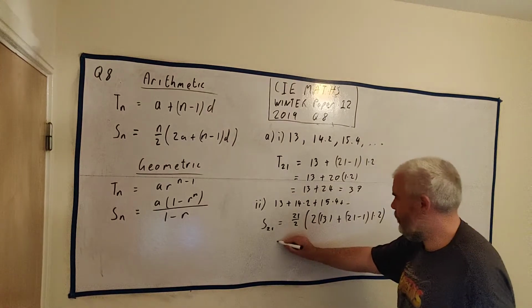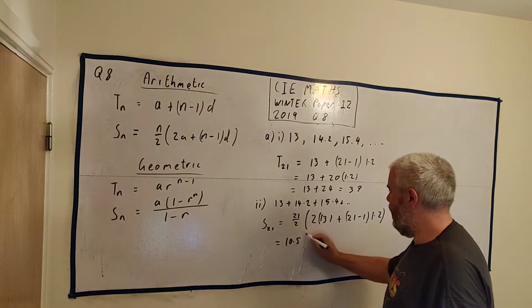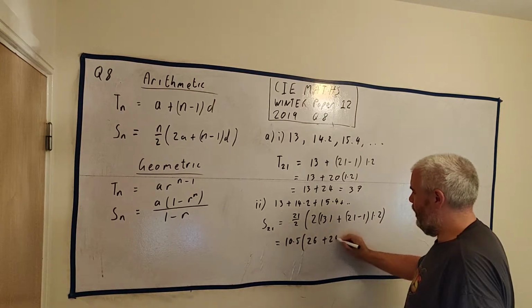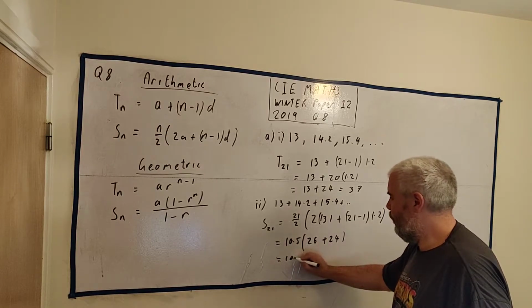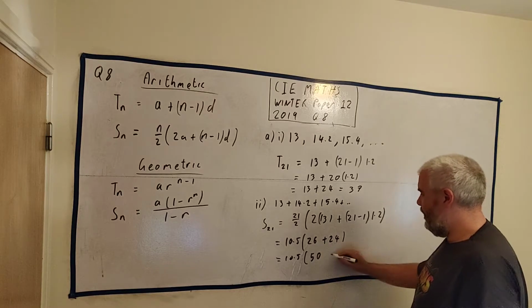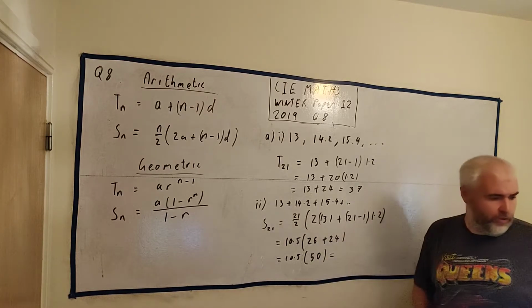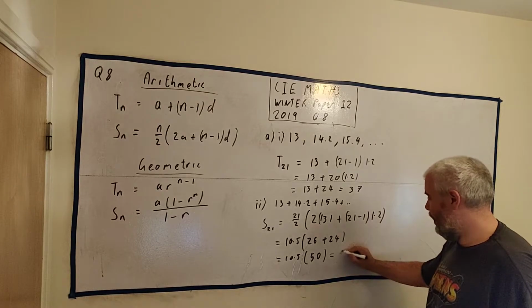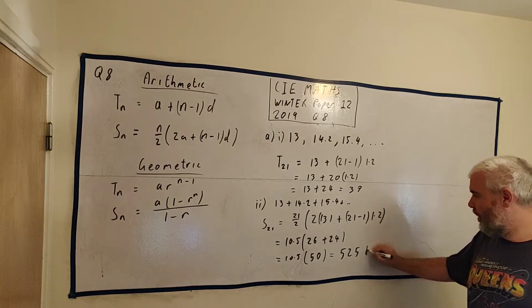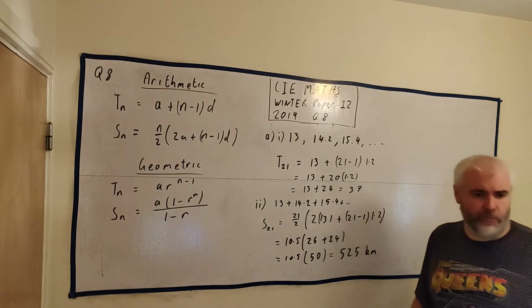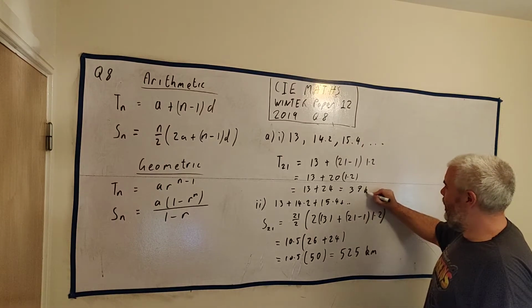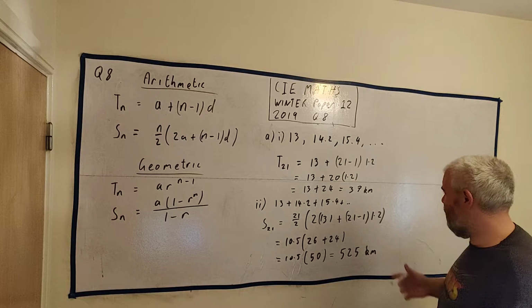So we clean this up here, we get 10.5, inside we get 26, and we already did this, it was 24. And that is equal to 10.5 multiplied by 50. And that is equal to 525. So that's 525 kilometers. So fair play to her. In 21 days, she ran that much. And on the last day, 37 kilometers. I believe a marathon is about 42, so she's nearly there.